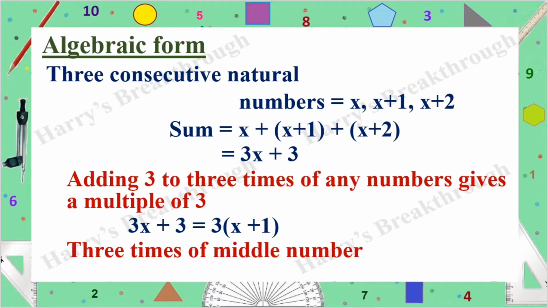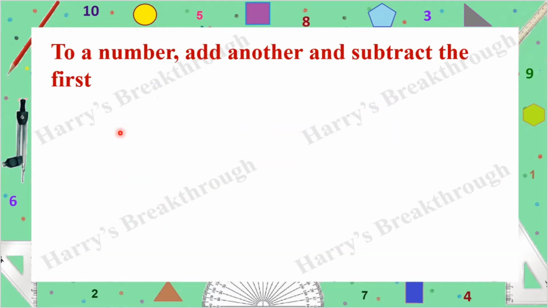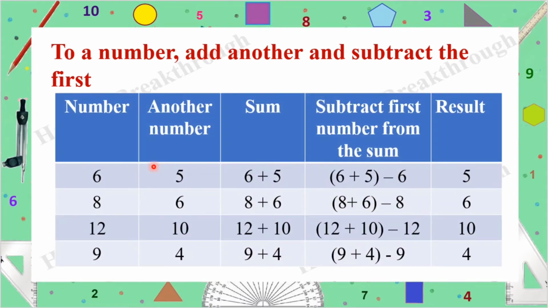Let's do another problem. To a number, add another and subtract the first. So let's do it using a table. So first column, number. Second column, another number. And their sum. Subtract first number from the sum and the result.